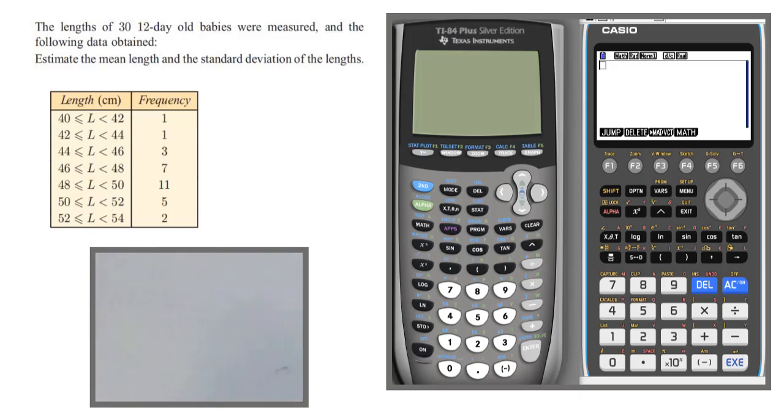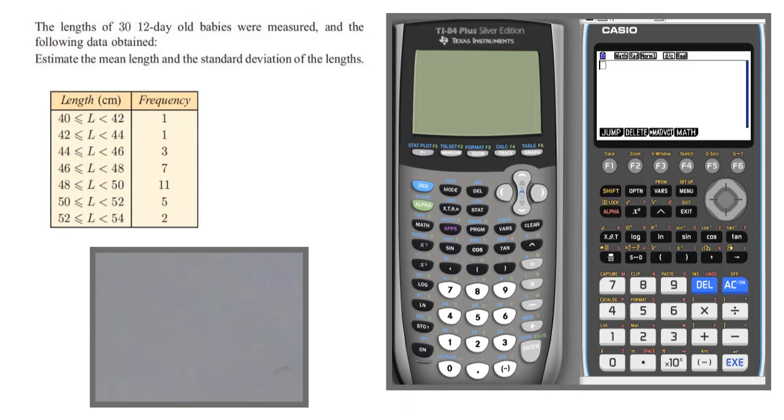Okay, here we have an example of a grouped frequency table. In this case it's continuous data, but it doesn't have to be. Continuous data, when I say that I mean length. Length is something that you can measure to any degree of accuracy. The lengths of 30 12-day-old babies were measured. The data was collected and is represented using the group frequency table shown below.